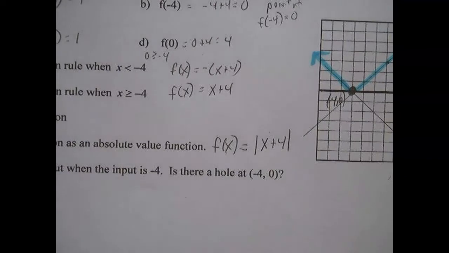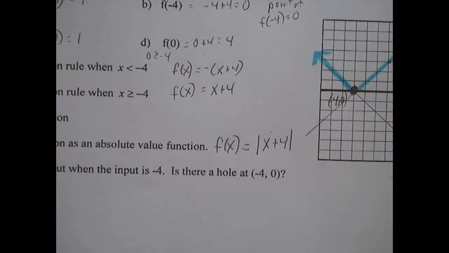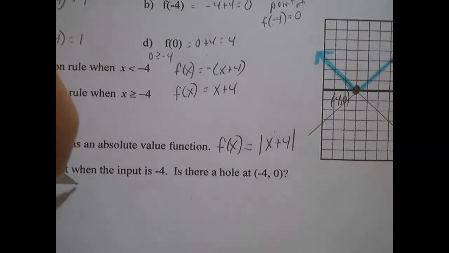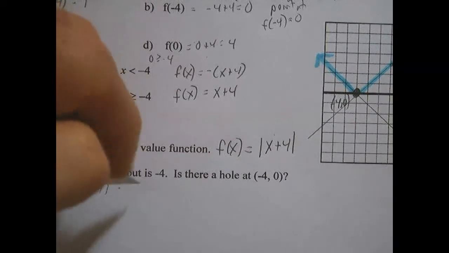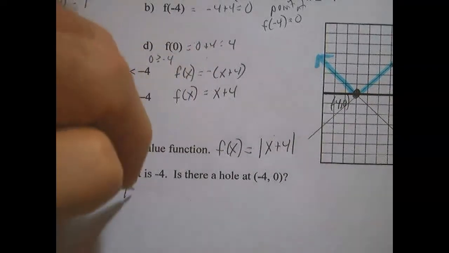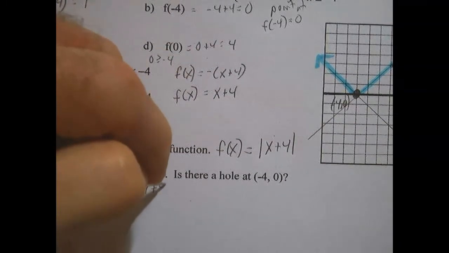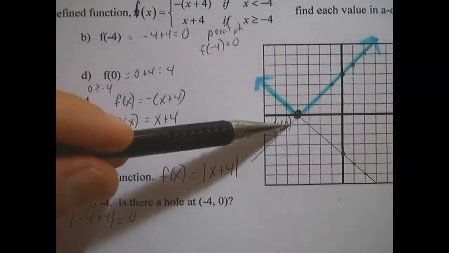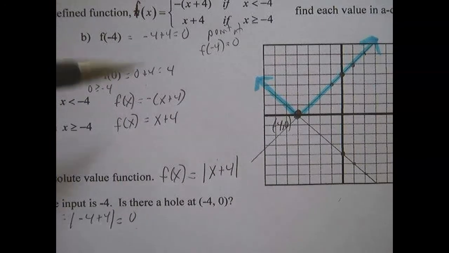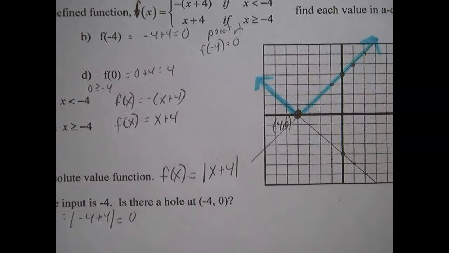What's the output of this function? What is the output when the input is negative 4? So let's find now the absolute value function of negative 4. And what do we get? We get the absolute value of negative 4 plus 4, which is 0. The output is 0. Does that make sense for our graph? It sure does. Okay, we've actually found another way of thinking about the absolute value.